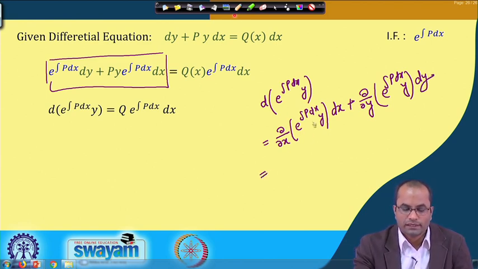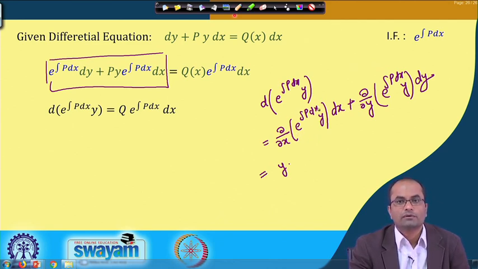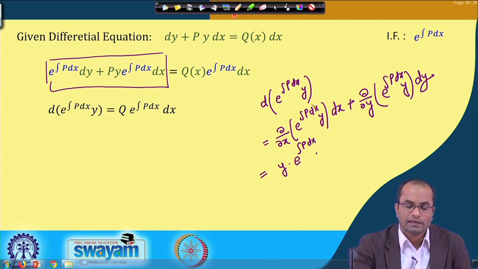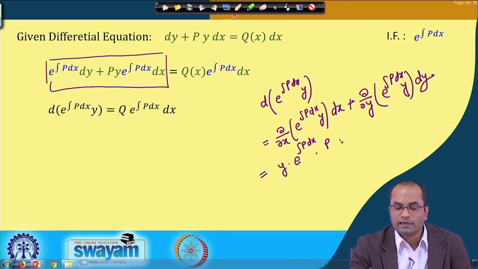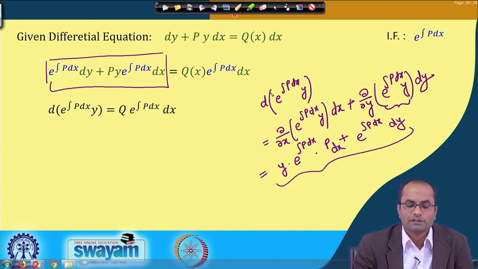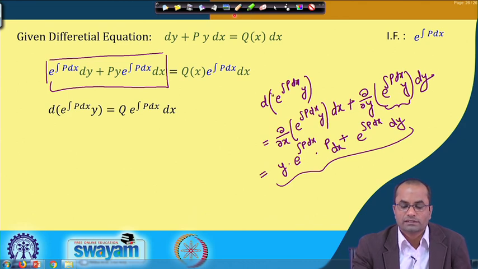Here we get the partial derivative with respect to x only, so y will be taken as a constant. The derivative of the exponential e to the power integral p dx is the exponential only, times the derivative of the integral p dx with respect to x, which is p. With respect to y, the derivative of y becomes 1, and e to the power integral p dx remains with the dy term, and here we have the dx term. So, this is the total differential of e to the power integral p dx times y.